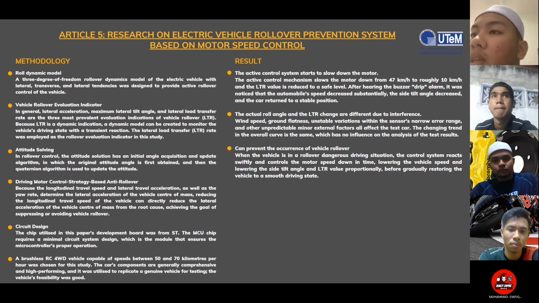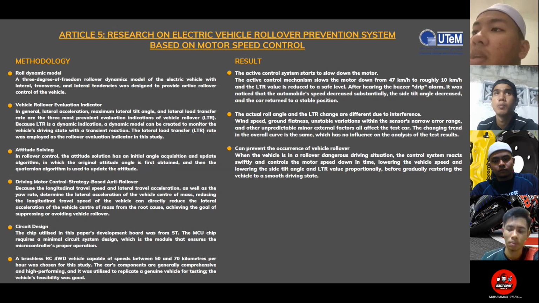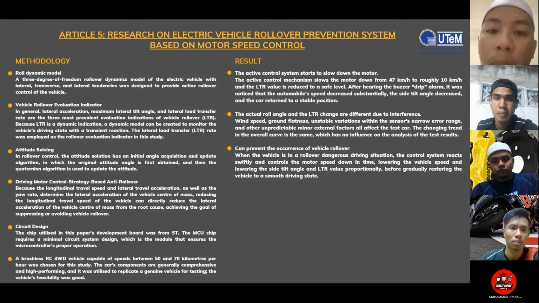When the vehicle is in a rollover dangerous driving situation, the control system reacts swiftly and controls the motor speed down in time, lowering the vehicle speed and lowering the side tilt angle and LTR value proportionally before gradually restoring the vehicle to a smooth driving state. Thank you.